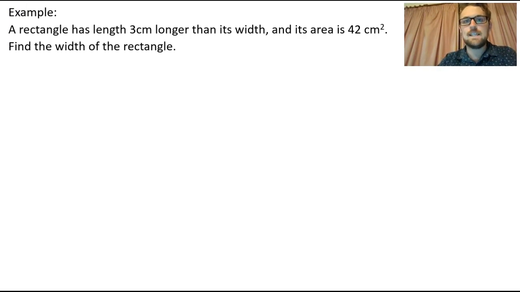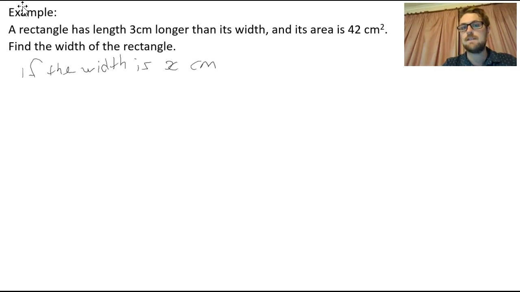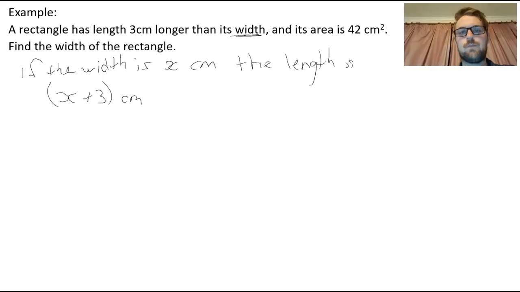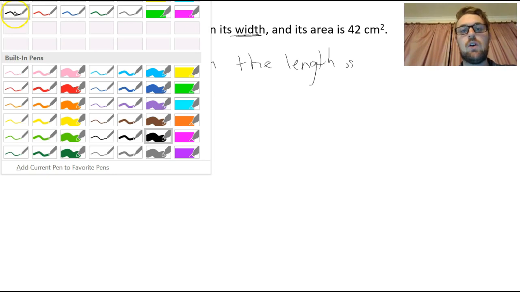What I gather from this sentence is that if the width is x centimeters, so we don't know the width, that's why we've given it the term x, the length is x plus 3 centimeters. Where I've got that from is the width. We don't know what that is, so I've given it this x because that could be anything. But we know the length is 3 centimeters longer, so x plus an extra 3 centimeters. So that's the first thing we have to do, just define our variable. All right, we've defined our variable.